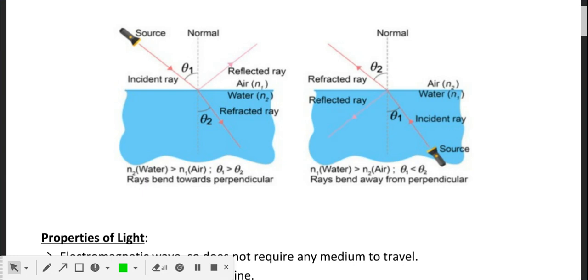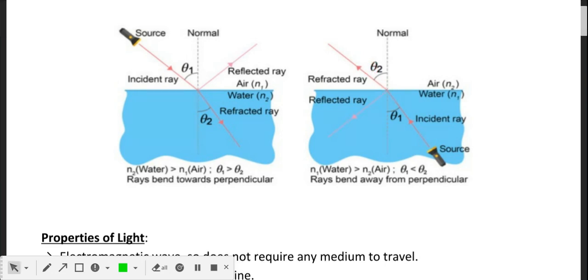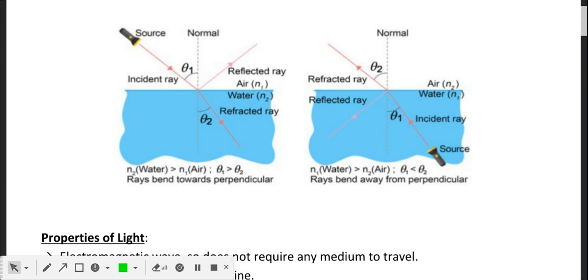When a ray of light changes its medium, as you can see, this ray of light striking the surface and changing its medium. See this, the source is kept over here, it is going here, then it is changing its medium. In this figure also you can observe the same. Air, then water. There are two mediums. The ray of light is coming from air and entering water. That's a change of medium. This process is known as refraction.